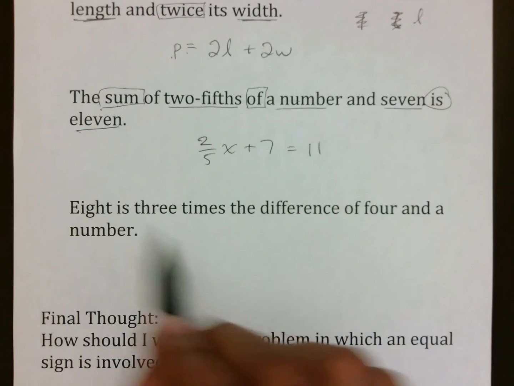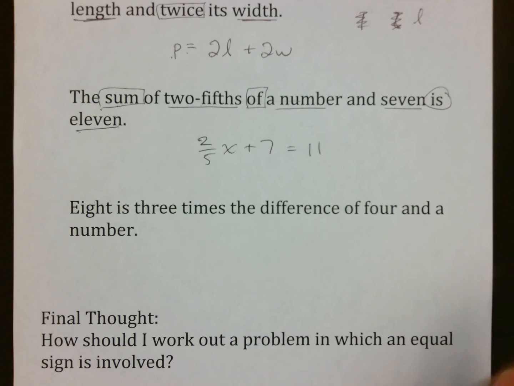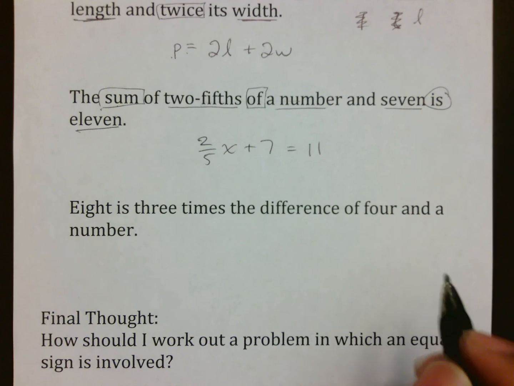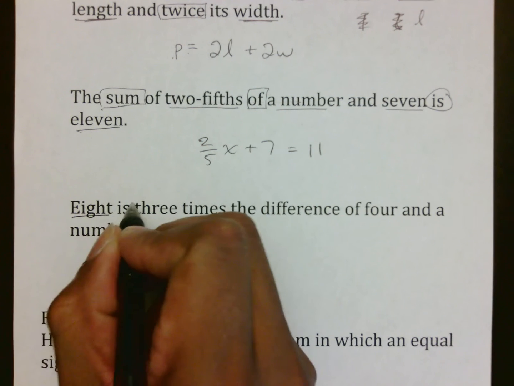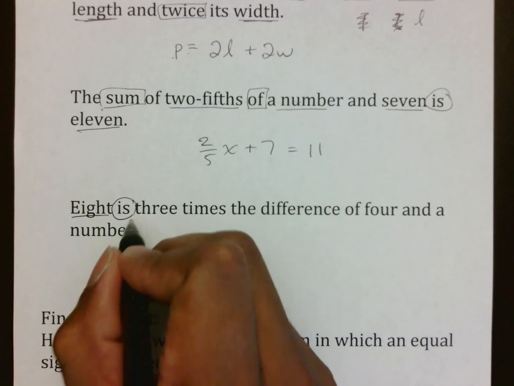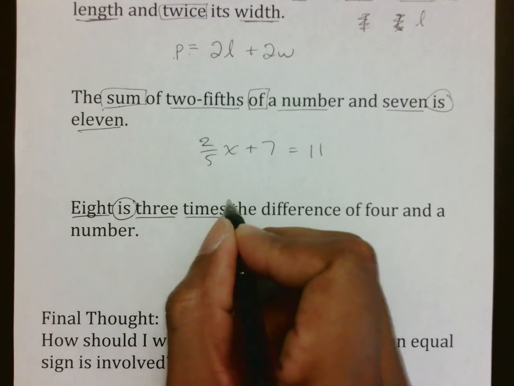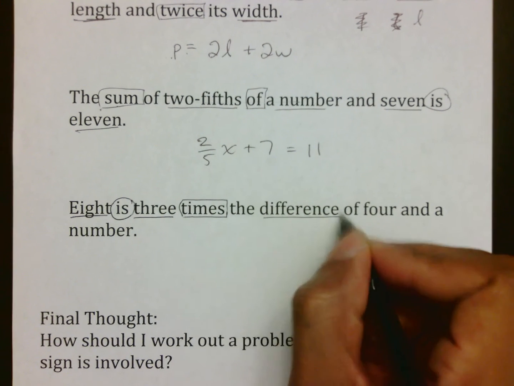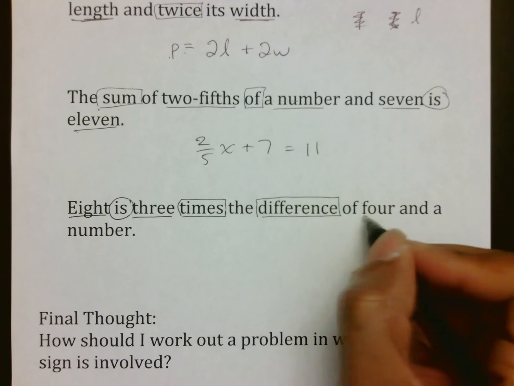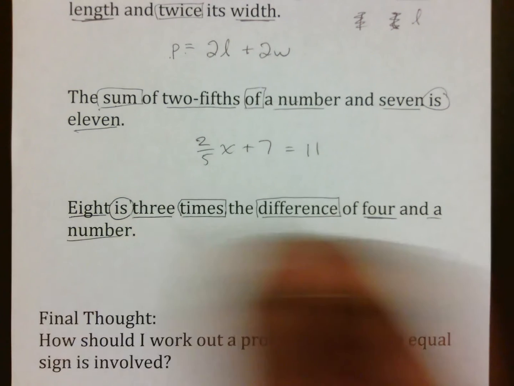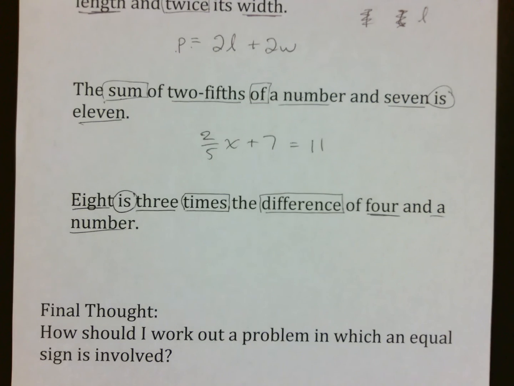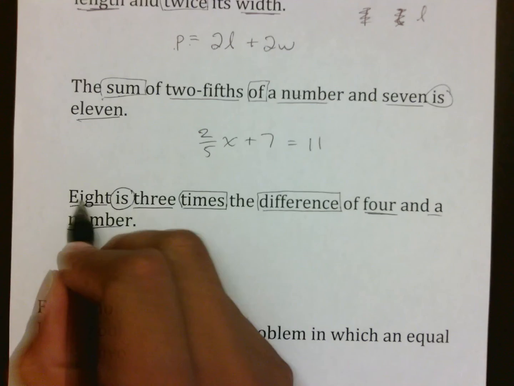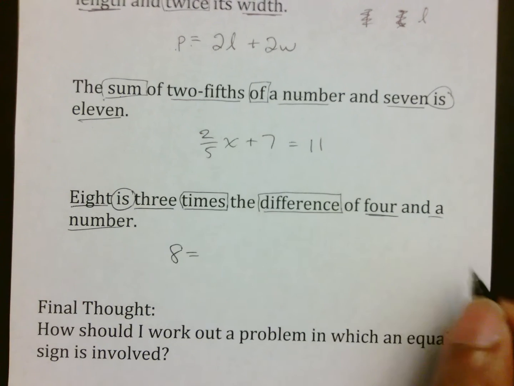8 is 3 times the difference of 4 and a number. So again, we have a number here. "Is" means equals. There's a number. Operation word. Operation word. Number. Number. So as you learn to do it, you kind of get to see it there. So again, 8 is means it's going to be 8 equals.